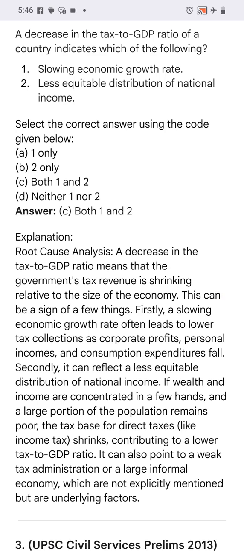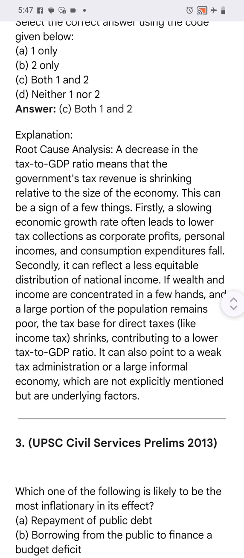A decrease in the tax to GDP ratio means that the government's tax revenue is shrinking relative to the size of the economy. This can be a sign of a few things. Firstly, a slow economic growth rate often leads to lower taxation as corporate profits, personal incomes, and consumption expenditure fall. Secondly, it can reflect a less equitable distribution of national income. Let's go to the next one.